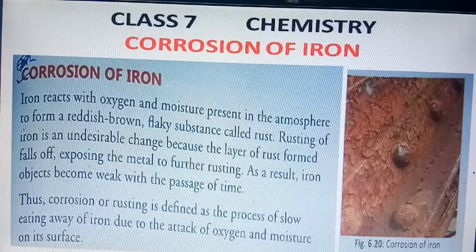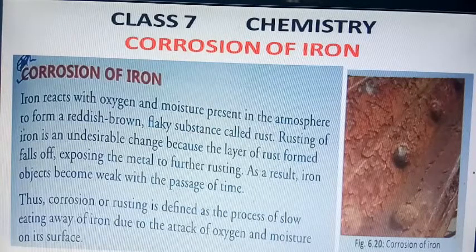So this rust is totally destroying iron, which is not desirable. As a result, iron objects become weak with the passage of time. Thus corrosion or rusting is defined as the process of slow eating away of iron due to the attack of oxygen and moisture on its surface. So I think you have understood now corrosion.